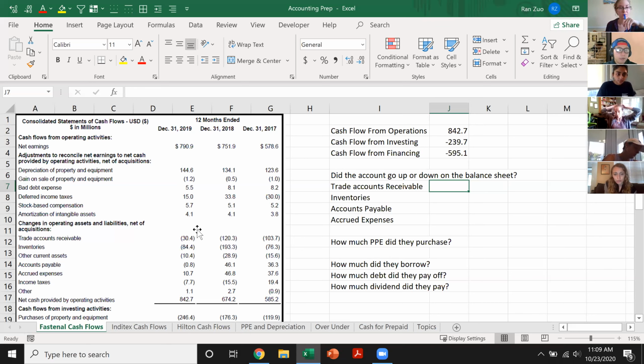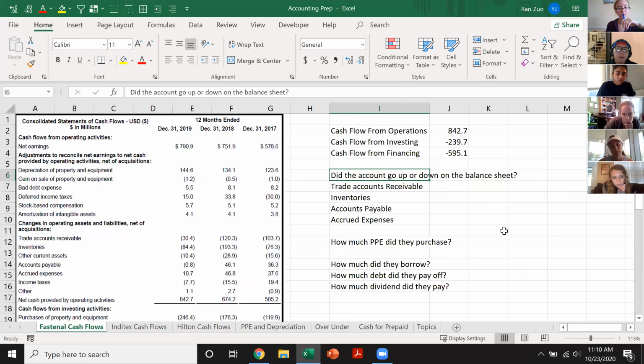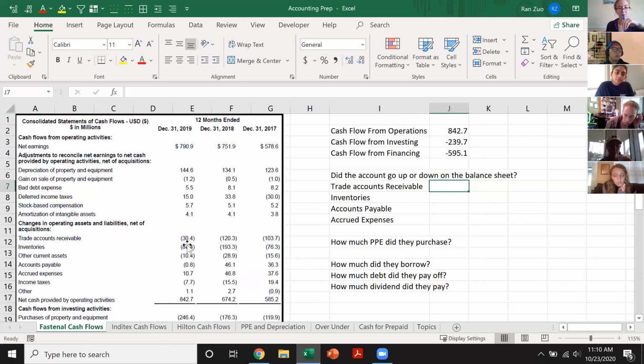Very good. And Carol was jumping ahead, but on this account here, she said some of these are non-cash items. You have to incorporate the adjustment. So I want to ask a different question: did these accounts go up or down on the balance sheet? Trade accounts receivable, this negative 30.4, did it... Another thing I want to say is that this is the change, right? So this is ending balance minus beginning balance. So when you see this negative 30.4 on the cash flow statement, did the trade accounts receivable go up or down?